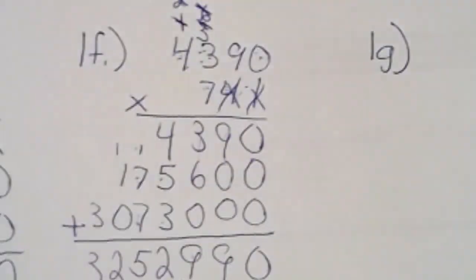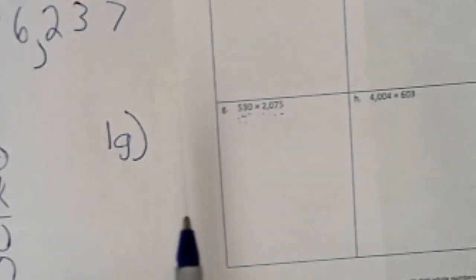1G says, ooh, this is a good one, yay. Okay, so it says 530 times 2,075. Now, it is so much easier to put the smaller number on bottom, and you are allowed to do that in multiplication. You're also allowed to do it in addition. You are not allowed to do that in subtraction or division. But in multiplication or addition, you can multiply or add in any order and still get the same answer.